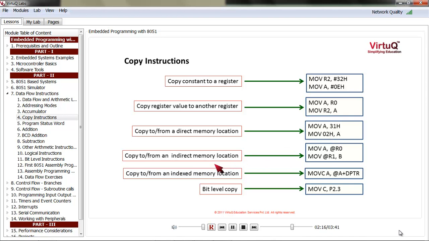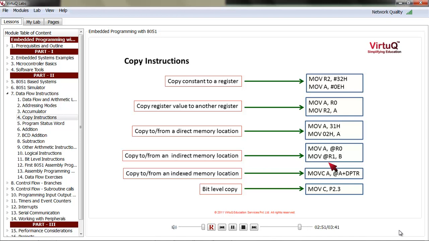Another copy instruction is from indirect memory location. So in this case, the address value is there inside one of the registers. So in the example shown here, in the first one, the address is there in register R0, and the value at that address is being copied to accumulator. Similarly, in the other case, the value stored in register B is being copied to the memory location, address of which is there inside register R1.